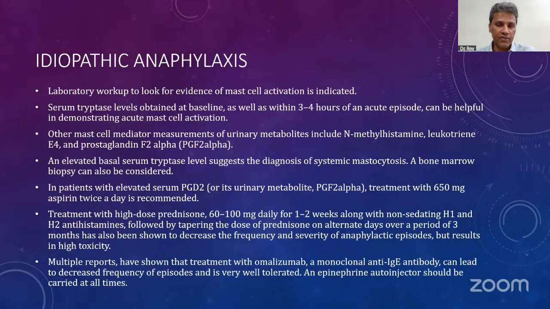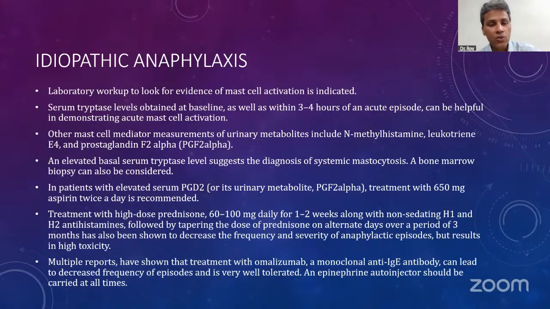Idiopathic anaphylaxis, again, a very challenging issue where all other investigations come up negative. Serum tryptase levels can help. Mast cell activation can be seen. There are other mast cell mediators like N-methyl histamine, leukotriene E4, prostaglandin F2 alpha. All of these, when identified, there are therapies. So if the urinary metabolite prostaglandin F2 alpha is raised, treatment with aspirin twice a day can be protective for these patients, where we normally think NSAIDs are bad in some of these cases. Here, it's actually a therapy.